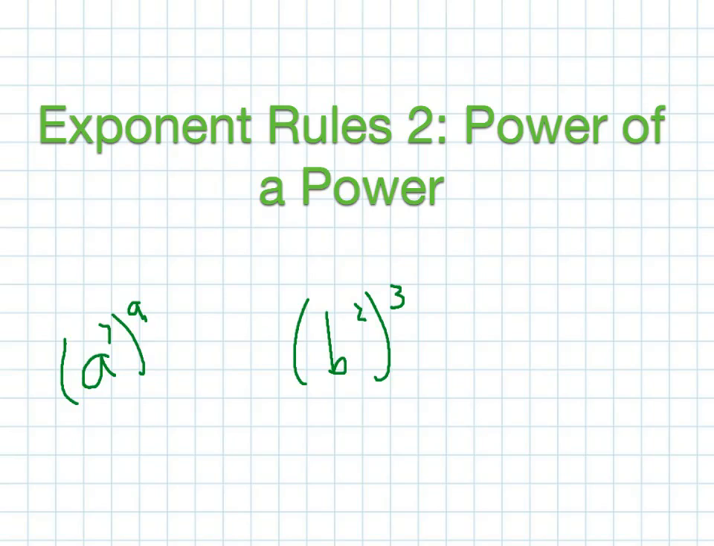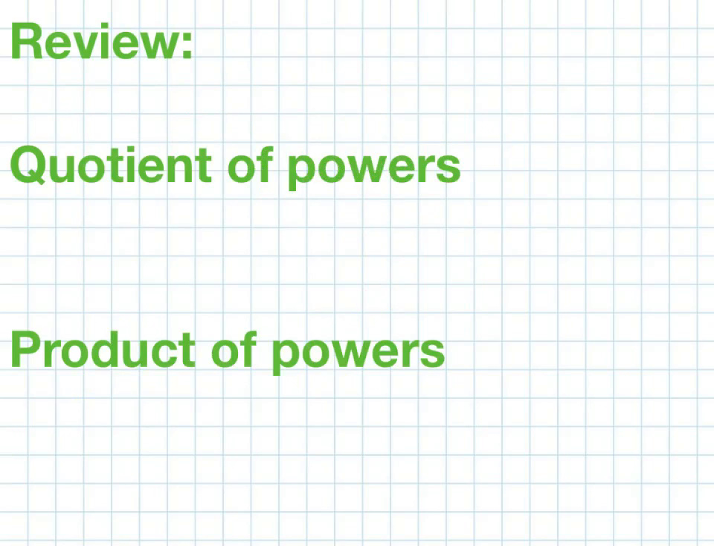Exponent rules 2, power of a power. Review briefly what you studied last time, which was quotient of powers. Remember, quotient of powers might have looked like a to the 7th power, b to the 6th power, divided by a squared, b to the 9th.